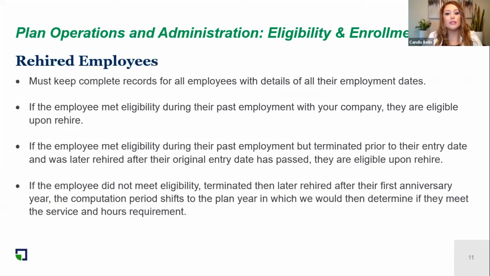Now with rehired employees, that one can be a little bit trickier because we have to determine, well, number one, you have to keep complete records of all of their employment dates if they're rehired frequently or even just one time. So if they've met eligibility in the past and they had been in the plan once before, then when they're rehired, they're in the plan on their hire date. So if they've met eligibility, but maybe they terminated prior to their entry date and now later rehired, they're in the plan because they've satisfied the eligibility. They passed their original entry date. They just weren't there. When they're rehired, they're in.